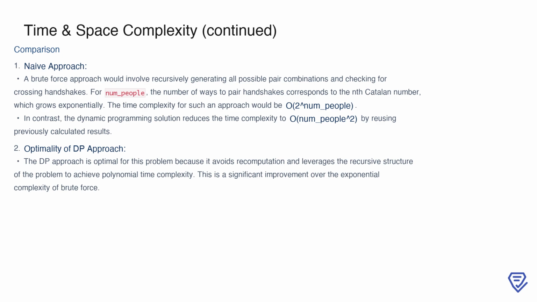Comparing this dynamic programming approach to a naive solution highlights its efficiency. A brute force method would involve recursively generating all possible handshake pairings and checking for crossing handshakes. For number_people, this corresponds to calculating the nth Catalan number, which grows exponentially. Consequently, the time complexity for such an approach would be O(2^number_people). In contrast, the dynamic programming solution leverages previously computed results to significantly reduce the complexity to O(number_people^2). This optimization is achieved by breaking the problem into smaller subproblems and avoiding redundant calculations, making the DP approach far more practical for larger inputs.